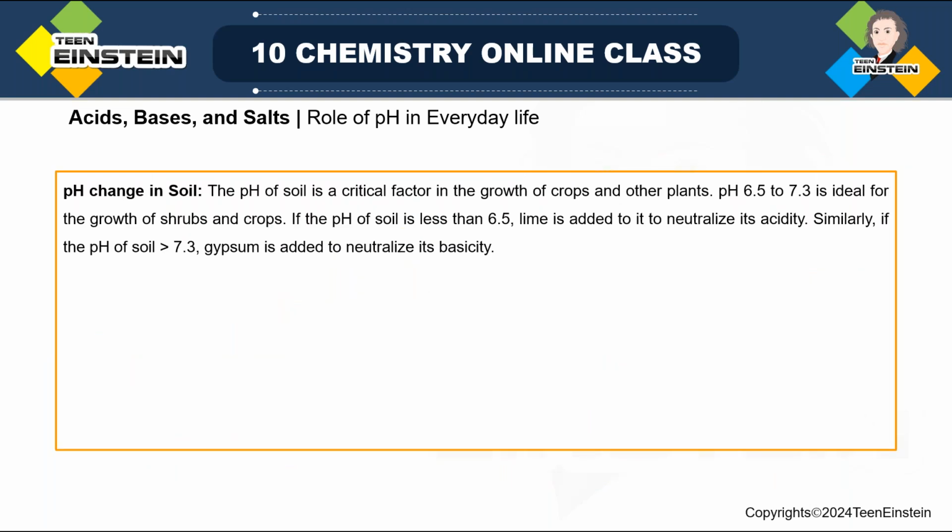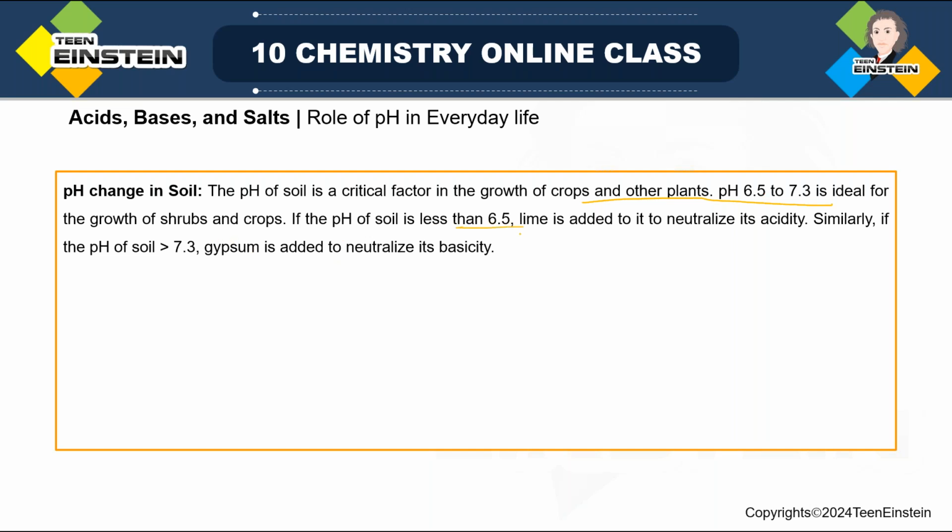pH change in soil. So this point is important for agriculture. The pH of soil is a critical factor if we want proper growth of crops and other plants. So this is the range which should be maintained. Okay, it is close to neutral, that is close to 7. It is ideal for the growth of these shrubs and crops.